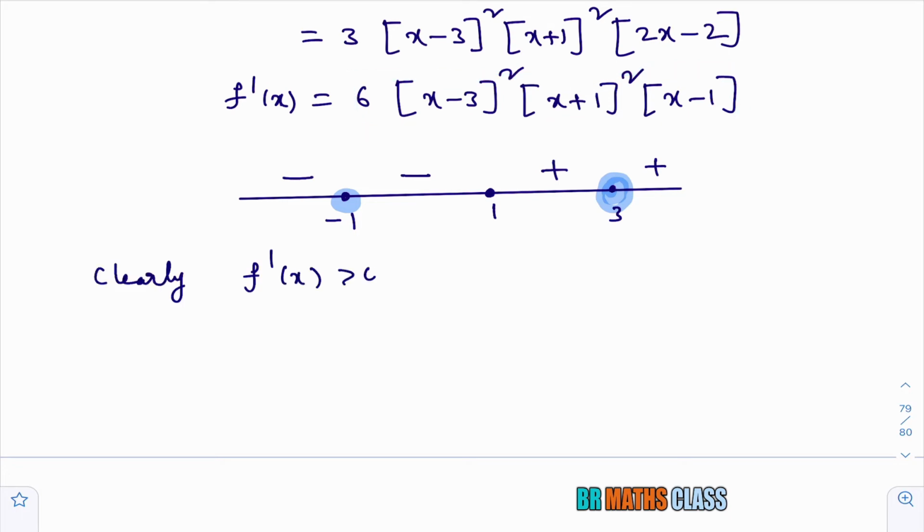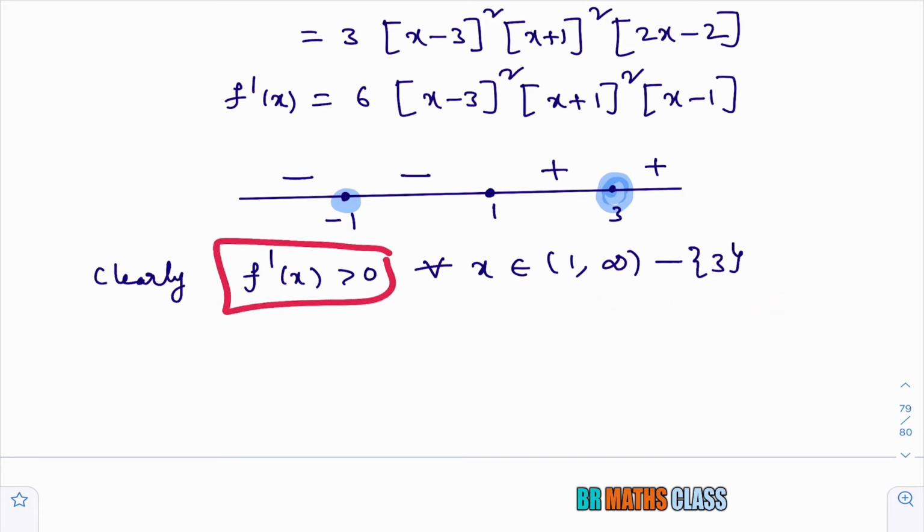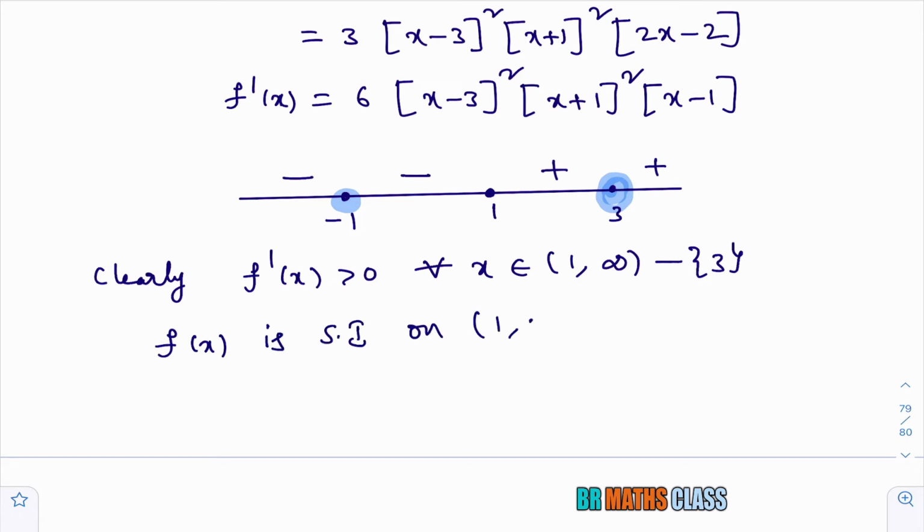Clearly, f dash of x is greater than 0 for all x belongs to open interval 1 to infinity, but except 3. You cannot include this 3. Or else you can write like this also: open interval 1 to 3 union 3 to infinity. So f dash of x is greater than 0 when x belongs to open interval 1 to infinity except 3. So what I can write from this? I can write that f of x is strictly increasing on open interval 1 to infinity except this 3.